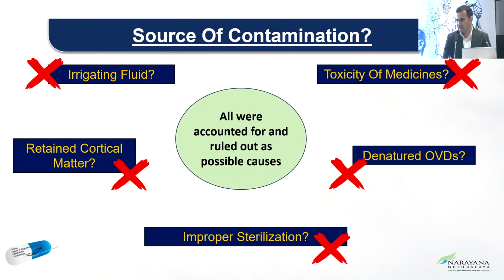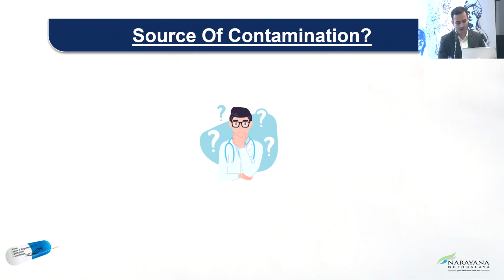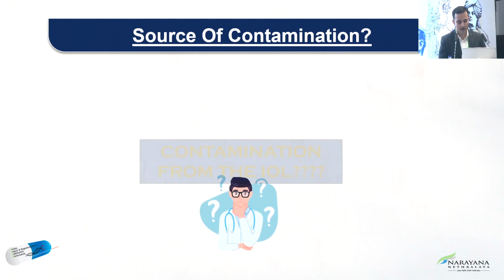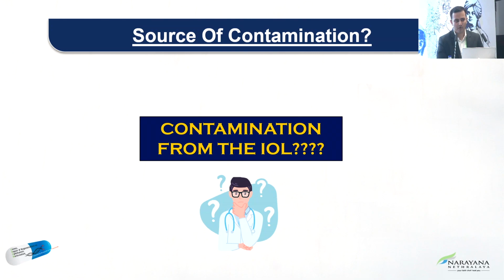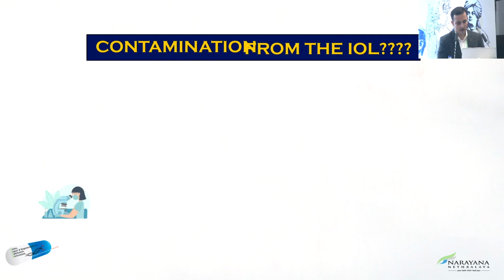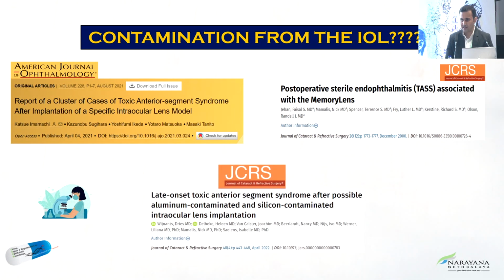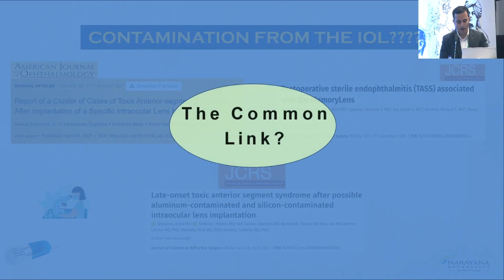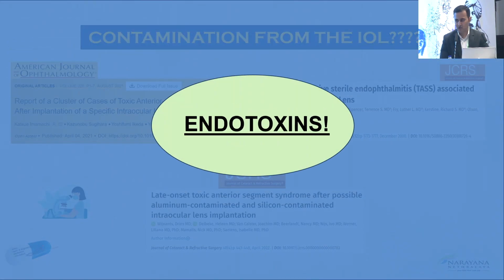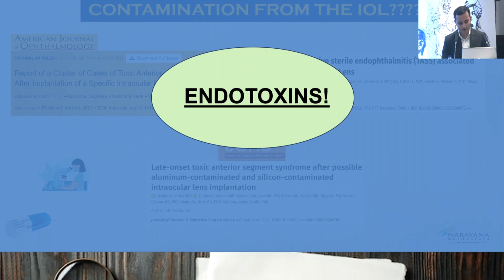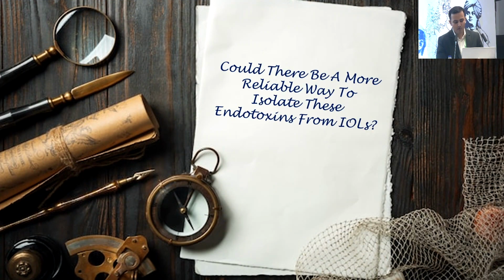After ruling out all of these possibilities, we thought, what if the contamination was directly from the IOL? There were similar cases reported in the country during this time with these hydrophilic IOLs. So we did a literature review where we saw these clusters of cases which were directly associated with the intraocular lens with one common link, yes, endotoxins. So these endotoxins are components of the bacterial cell wall which may incite inflammation even after the bacterial cell death. So could there be a more reliable way to isolate these endotoxins from IOLs?